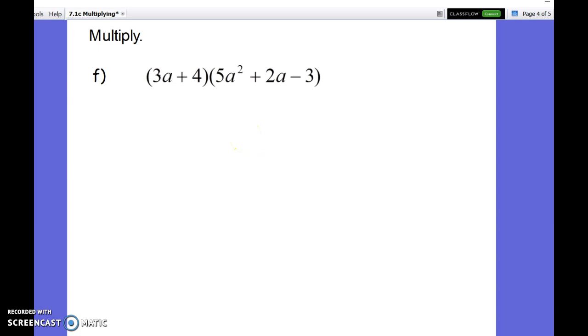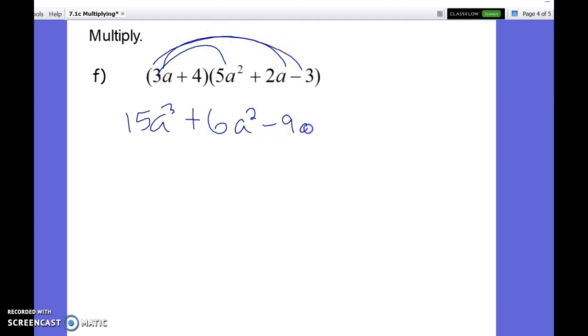So I'm going to start with my 3a. Well, I need to take 3a times 5a squared. So that would be 15a cubed. Okay, well then 3a times a positive 2a would be positive 6a squared. Then 3a times a negative 3 would be negative 9a. If it helps you out, you could always write it out, right? You could write the terms next to each other and then combine them after you've done that. Okay, I am doing it in my head as opposed to writing it out like that. But if you're having trouble keeping it straight, this is what I would recommend.